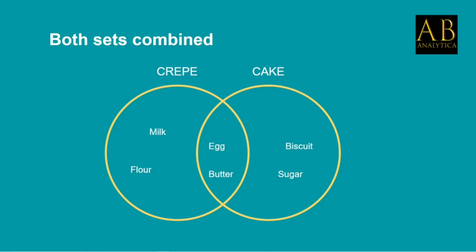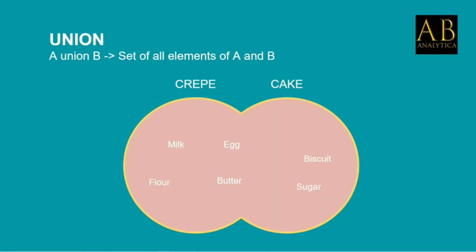Now let's see the set operations. The first set operation which we will look into is union. If we have a set A and a set B, then set A union B is the set of all elements which are the elements of A and B. So the union of set crepe and the set cake will include all the six ingredients.